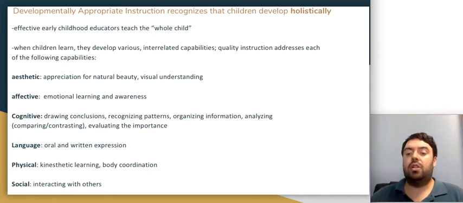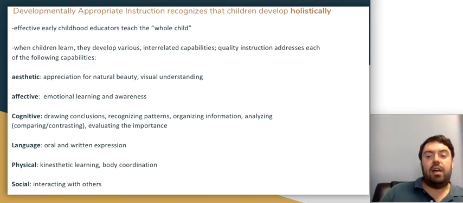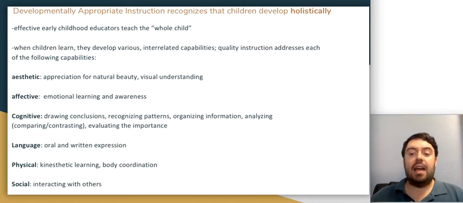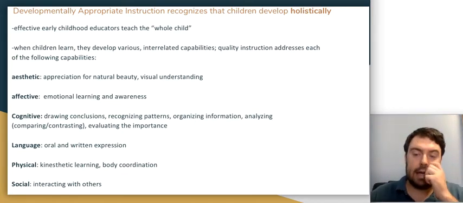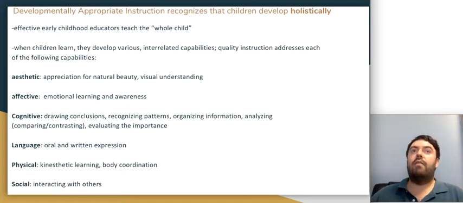This would be teaching to the whole child. So you're not just teaching a math lesson, or you're not just teaching a science lesson, but rather you're finding ways to incorporate all 6 aspects into your teaching of that math lesson or science lesson. And that way you're teaching to the whole child. You're helping the child develop holistically.